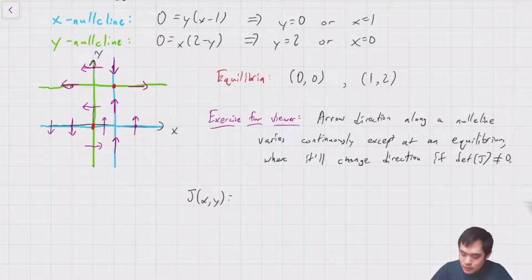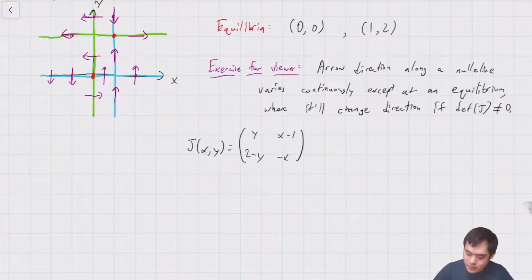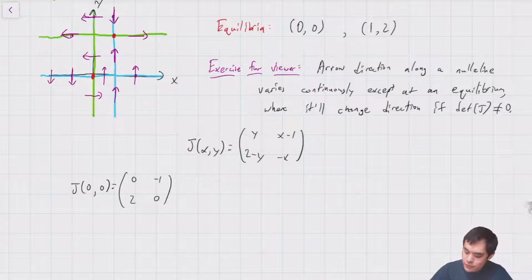So J of x, y, the Jacobian matrix, is just going to be y, x minus 1, 2 minus y, and minus x. That's something pretty easy to verify. So J of 0, 0 is going to be equal to 0, minus 1, 2, 0. And J of 1, 2 is going to be equal to 2, 0, 0, minus 1. Let me write this out in a little bit more space, since we're going to be doing some additional analysis on this in a moment. So J of 0, 0 is 0, minus 1, 2, 0. J of 1, 2 is 2, 0, 0, minus 1.